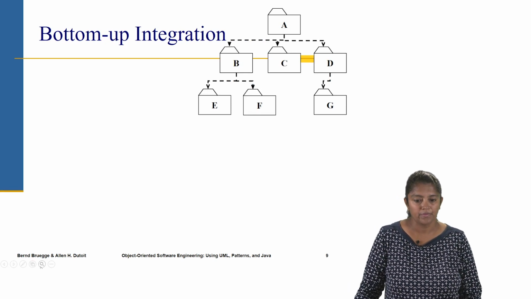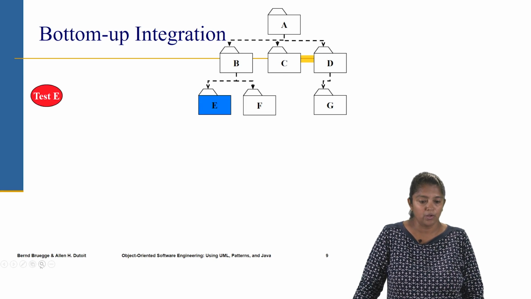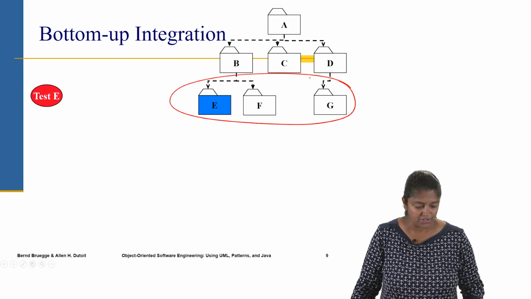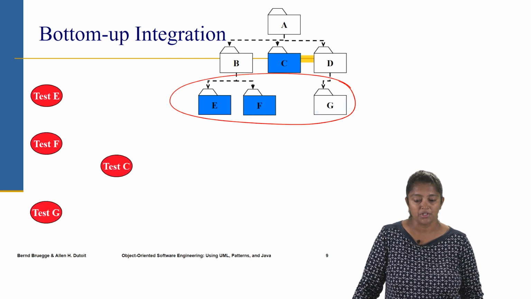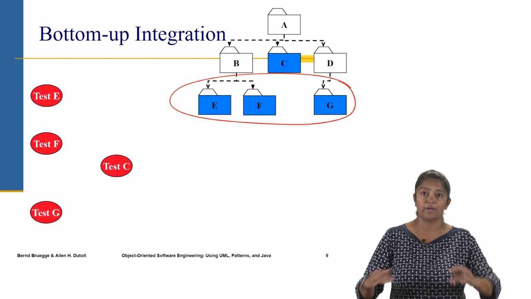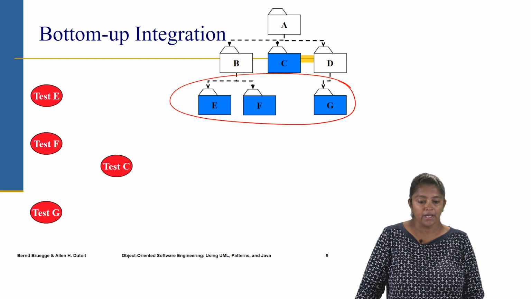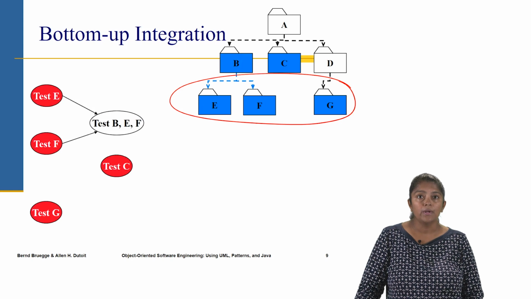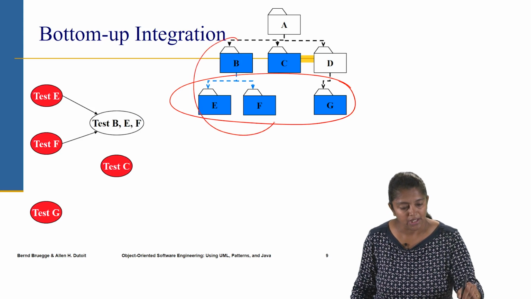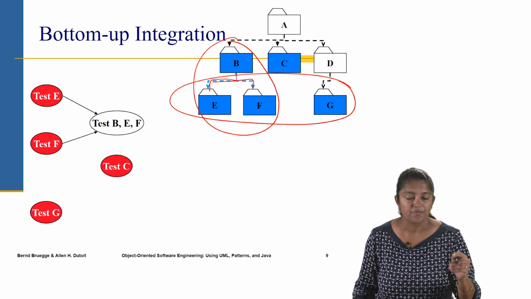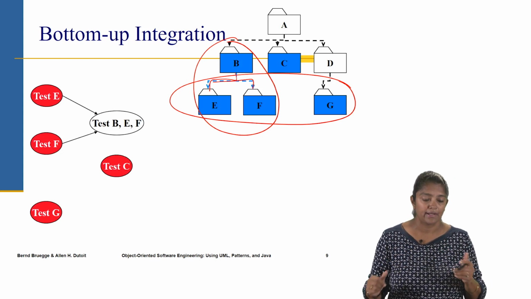Here's how the bottom-up integration would look with the example that we have been using. We'll start with the lowermost layer, which is E, F and G. We test those first individually, as well as C actually: E, F, G and C. All of these four, because they are the leaves in this tree hierarchy, get tested first. Then we start including the next layer, the subsystems just above it, which is B, E, F. We test these interfaces, whether the connections between B and E and B and F are working correctly or not.